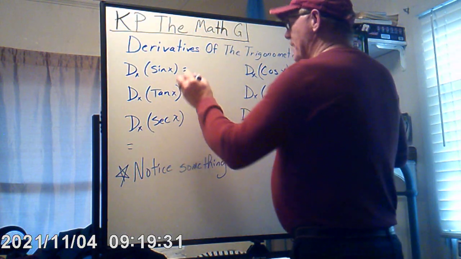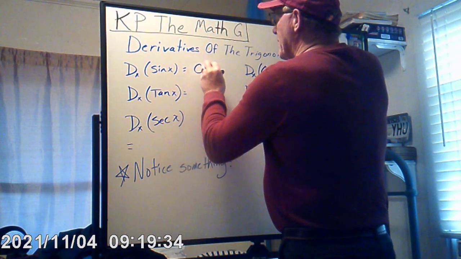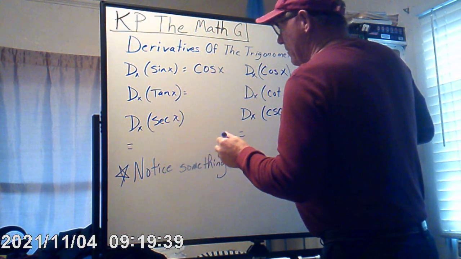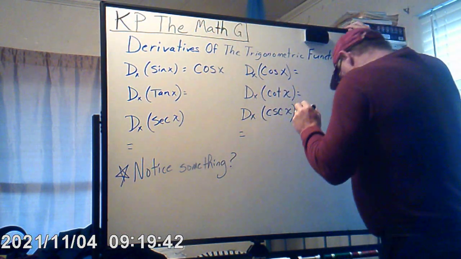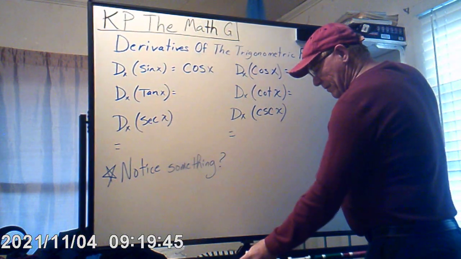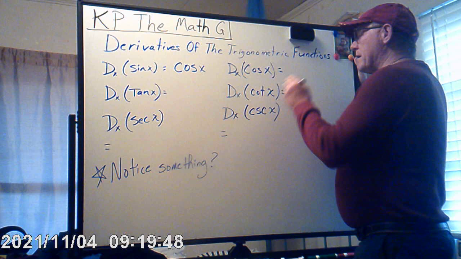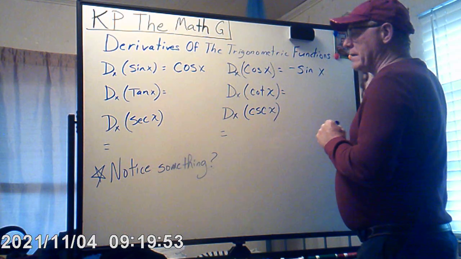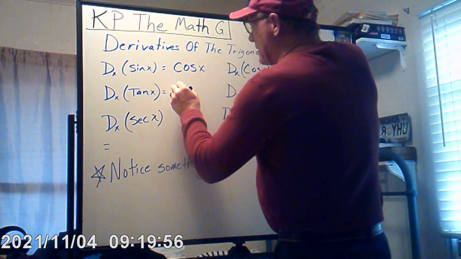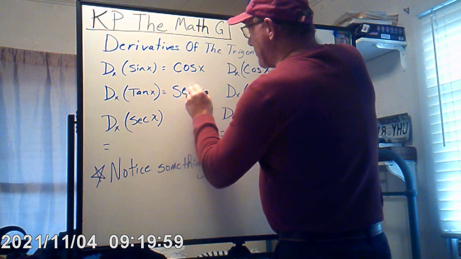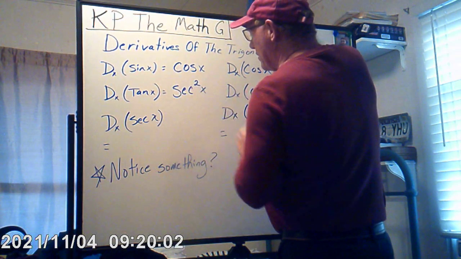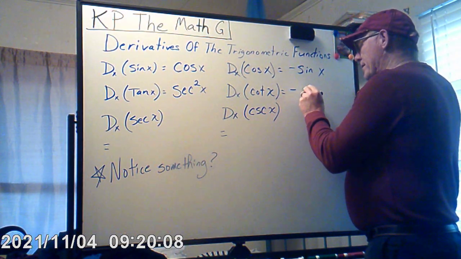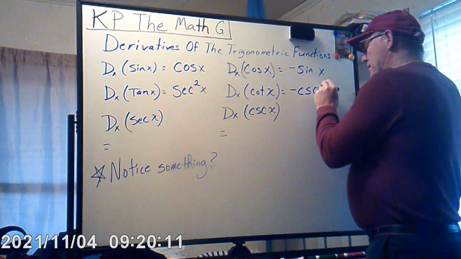The derivative of sine is cosine. Then the derivative of cosine is negative sine. The derivative of tangent is secant squared. And the derivative of cotangent is negative cosecant squared.